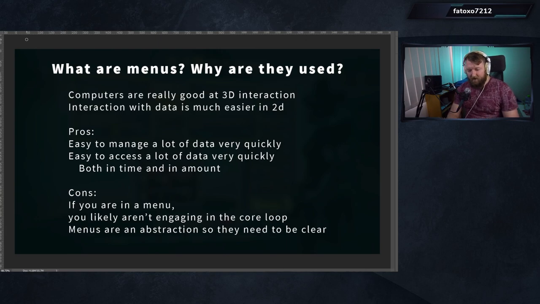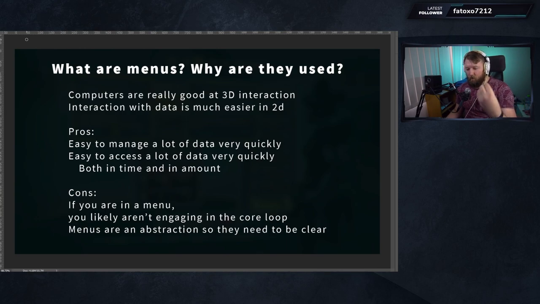So you can manage a lot of that data and see a lot of that data very quickly, which leads to the second point, which is you can access a lot of data very quickly. So you can access a lot of information very easily in a two-dimensional menu, whereas in a three-dimensional space, normally that would suck. So again, back to the sword analogy, you can just have a readout of it's this, does this much damage, it swings this quickly, it costs this much, it weighs this much.